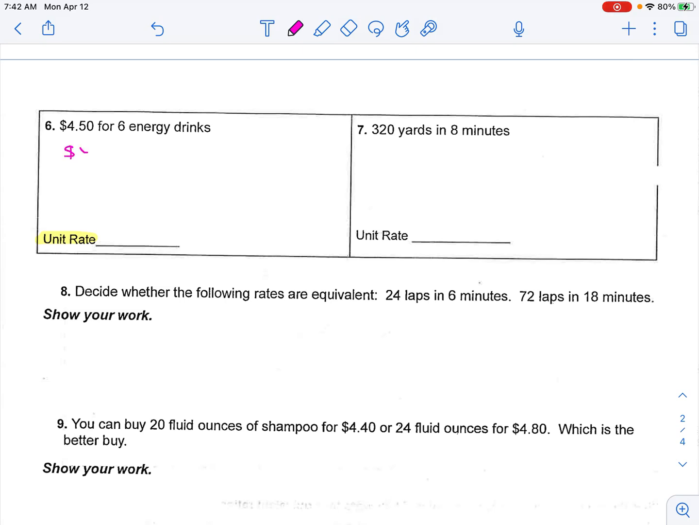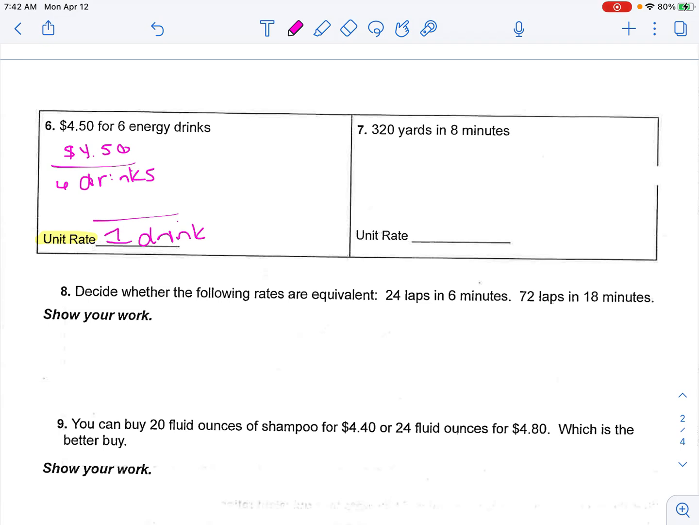Okay, so remember, we always put the first term on the top and the second term on the bottom. Sorry, my little pen is not working very well. So $4.50 for 6 drinks is how much for 1 drink?